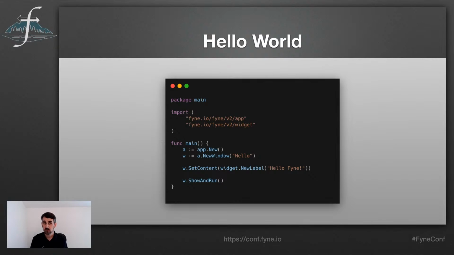This is our hello world code. It's pretty straightforward. We just import the app and widget packages, and much like the markdown illustration in the previous presentation, we just create a new application and a new window inside that application, and in this case we set the content to be a new label widget that just says Hello Fyne, and we say ShowAndRun, a helpful shortcut for show the window and run my application.